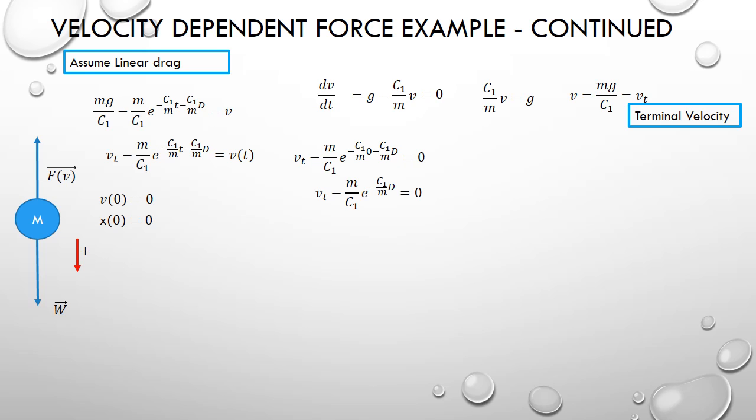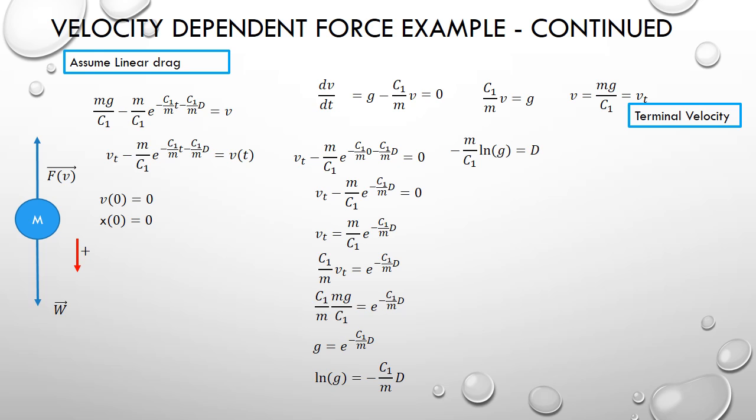We need to solve for the d constant, so I have to bring the exponential term over to one side, multiply by c1 divided by m. And remember, what is terminal velocity? If I plug that in there, that term on the left-hand side just equals g. Now I can take the logarithm of both sides to get rid of the exponential, and now I can solve for d. So what I'm going to claim is my integration constant is equal to this.